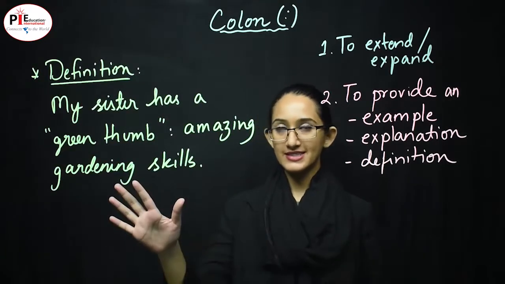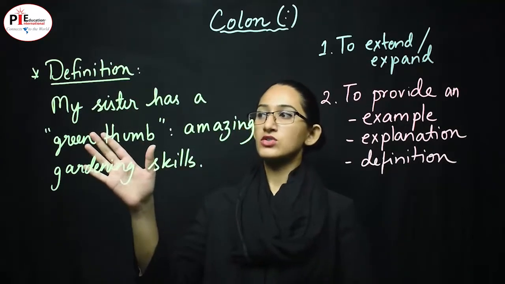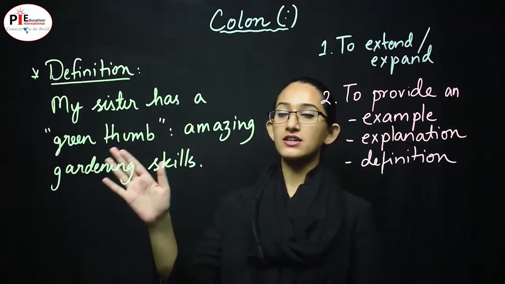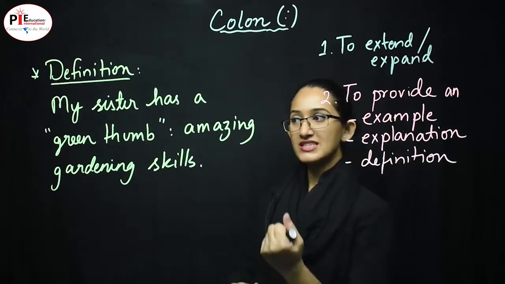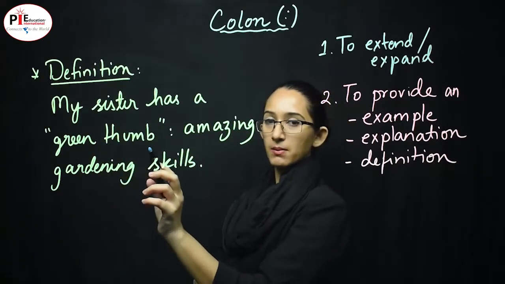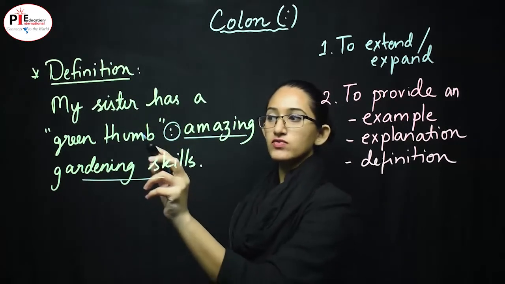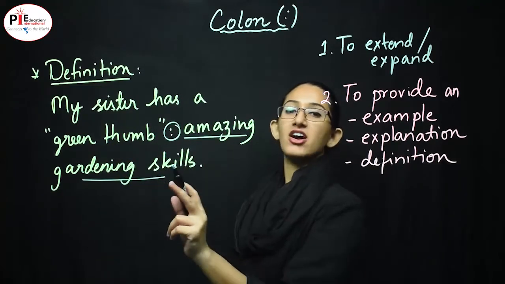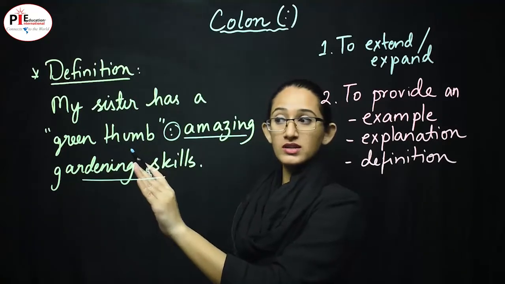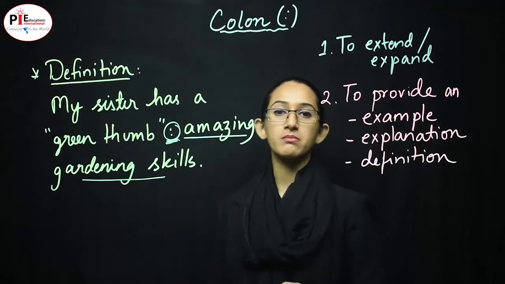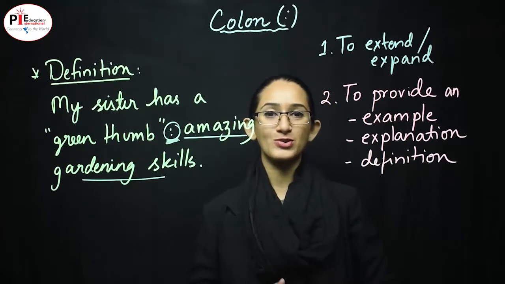Here we have a sentence. Let's take a look at how we use definition and the usage of the colon. So our sentence is: my sister has a green thumb: amazing gardening skills. So you can see here, my sister has a green thumb, and the part just after the colon is giving you the definition of the word green thumb, which is amazing gardening skills. So when you have a definition of a word just before the colon, then we can also use the colon before the definition. So let's take a look at the next rule for how to use colon.